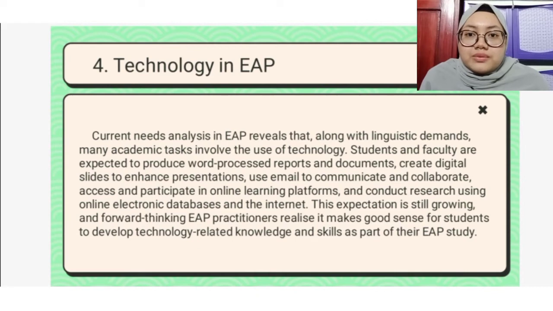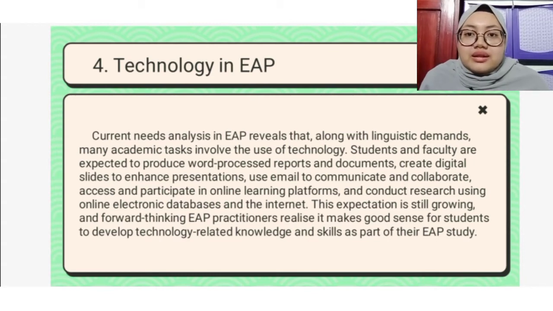In their purposeful effort to prepare students for the academic context they will enter, EAP teachers are integrating a variety of technologies into learning experiences which support language learning. Many of these learning experiences also mirror current use of technology in target post-secondary learning environments.